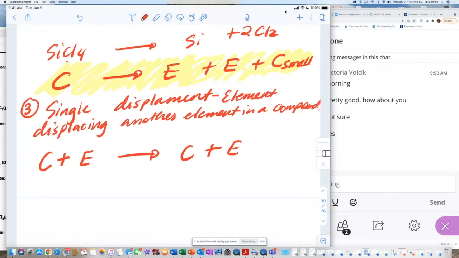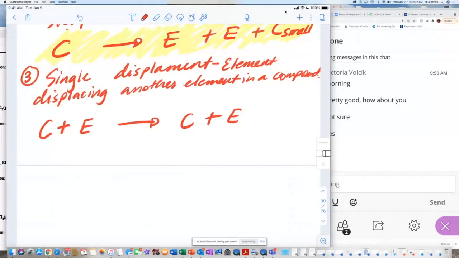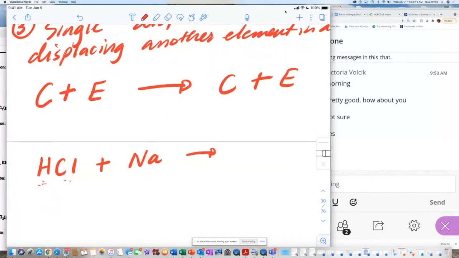Okay? So when you're looking for a single displacement reaction, this is the one that I say kind of has a sad story. Let me give you an example. Compound, let me say HCl plus element sodium. Okay? So you can see HCl here. In this example, hydrogen is the first element, so it's positive in the ionic compound, and then chlorine is negative. When sodium forms an ion, it's positive. So when I'm writing out my product, the positive can replace the positive, and that's it. The positive cannot replace the negative. Okay? So remember, single displacement.